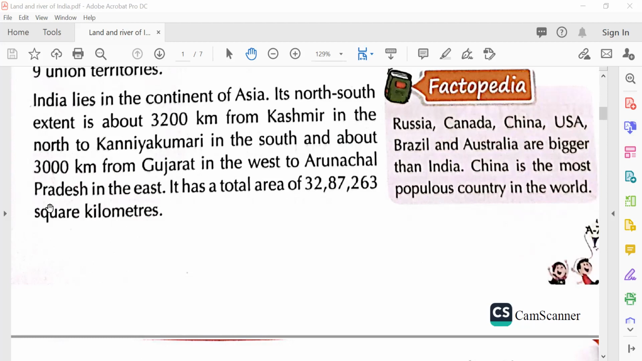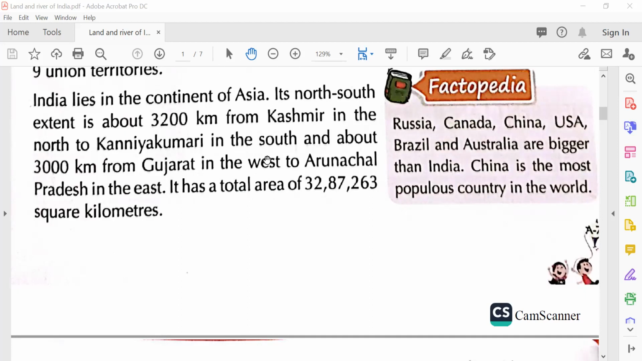To Arunachal Pradesh in the east. India lies where? India lies in the continent of Asia. We belong to the Asian continent. Didn't I teach you the continents? Do you remember? Yeah, I remember. India is a part of Asia.